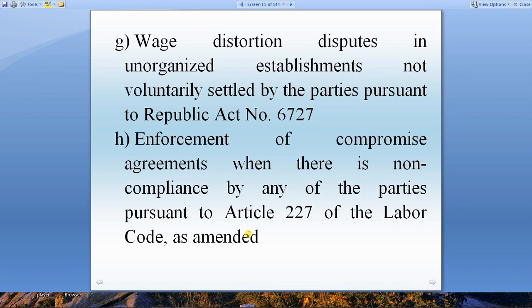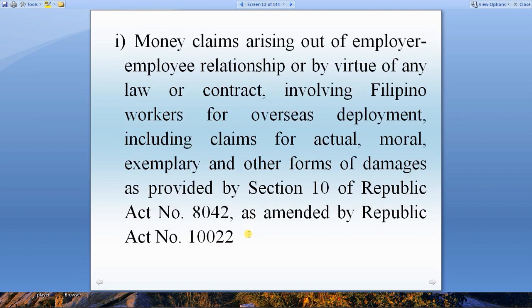Money claims arising out of employer-employee relationships or by virtue of law or contract involving Filipino workers for overseas deployment, including claims for actual, moral, exemplary, and other forms of damages, as provided by Section 10 of RA 8042 as amended by Republic Act 10022. Kasama dito ang POEA and DOA. Next, the other cases as may be provided by law.